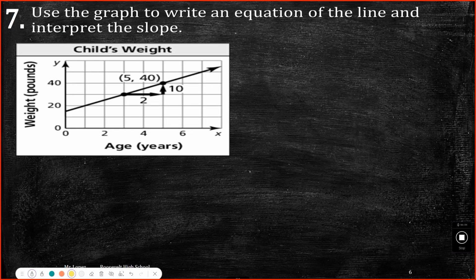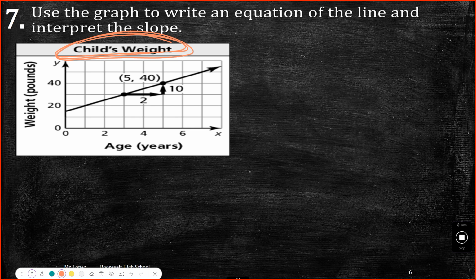Use the graph to write an equation of the line and interpret the slope. The title is important to pay attention to. This is a child's weight, and I hope it makes sense that, hopefully he's well fed, his weight is growing at a constant rate of change. That's why it's a line. It's not really very realistic, but it could somewhat describe the child's weight as he grows older.